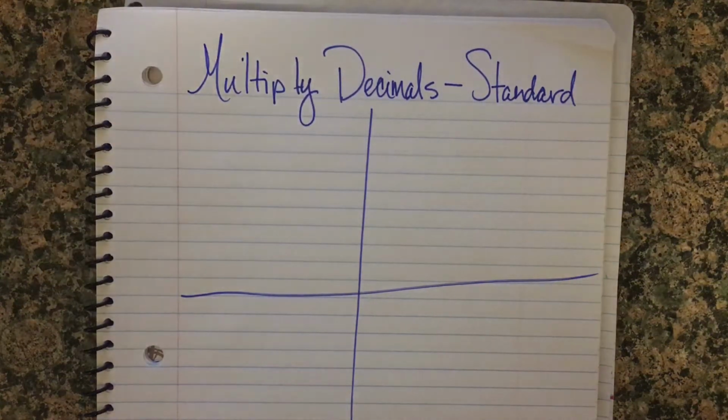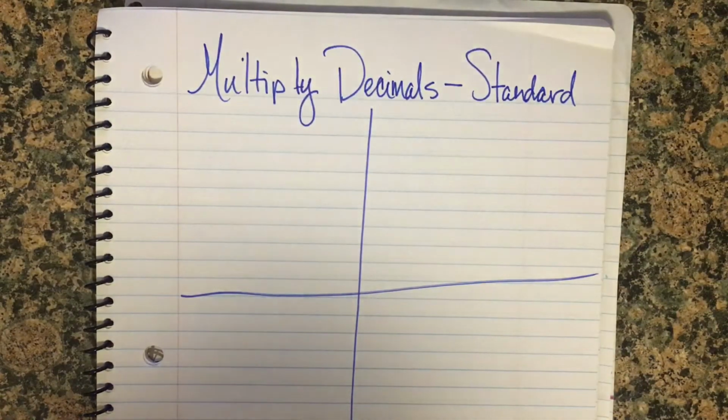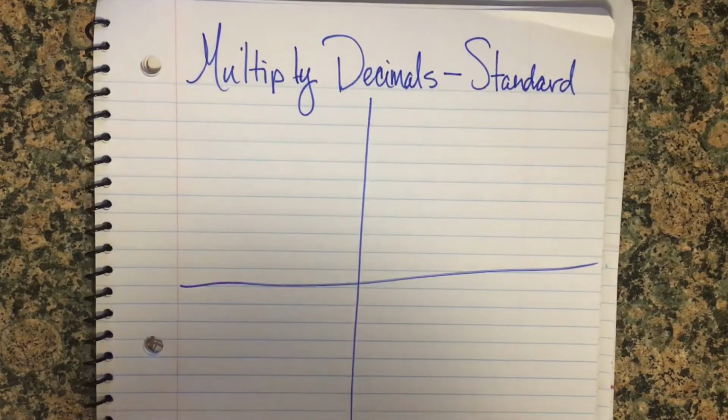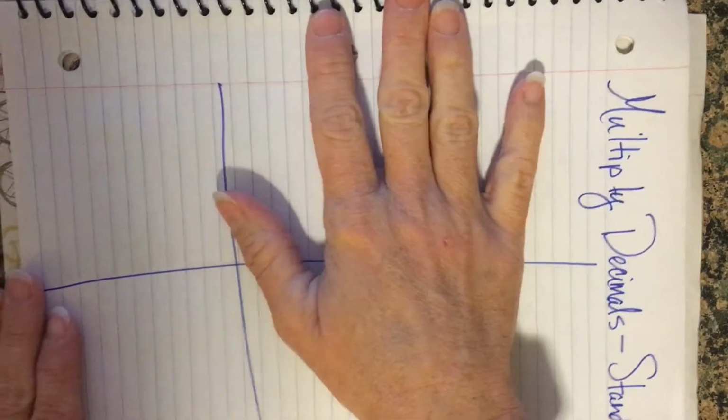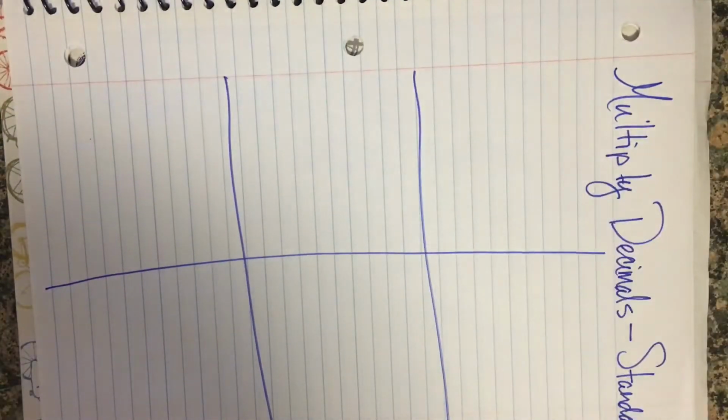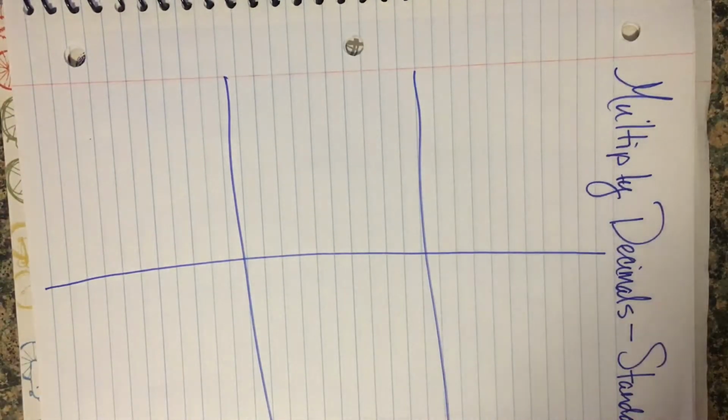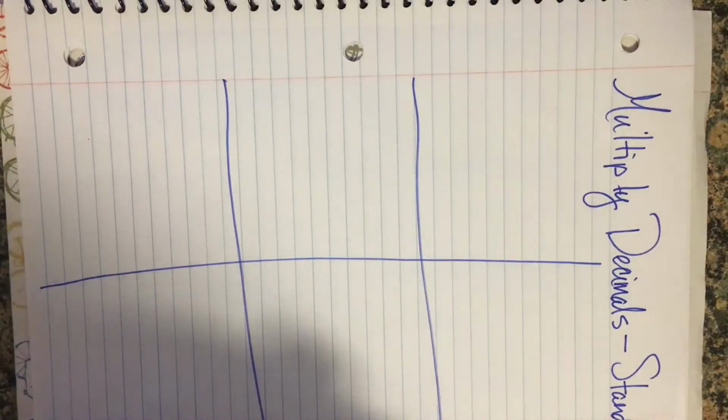In this video, we're going to multiply decimals using the standard algorithm. So I'm going to start off by turning my line paper sideways, and I'm going to make sure that when I'm writing the problems, I'm not getting out of the lines, because that's really important.